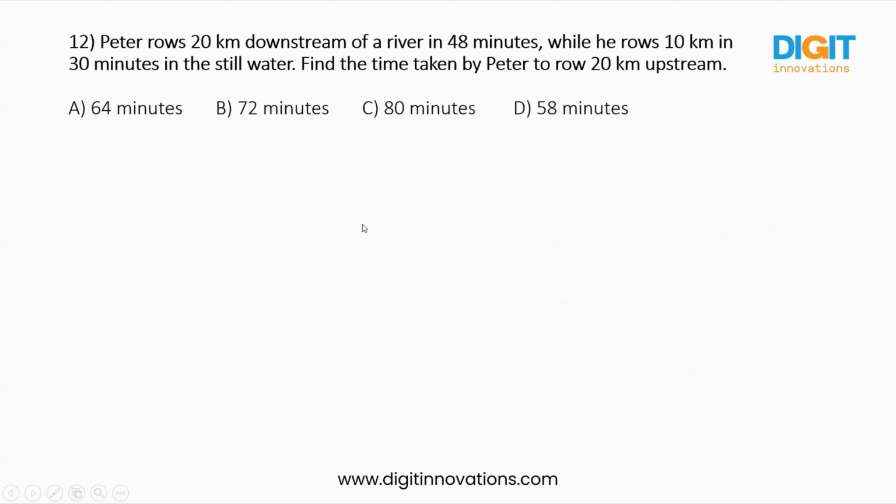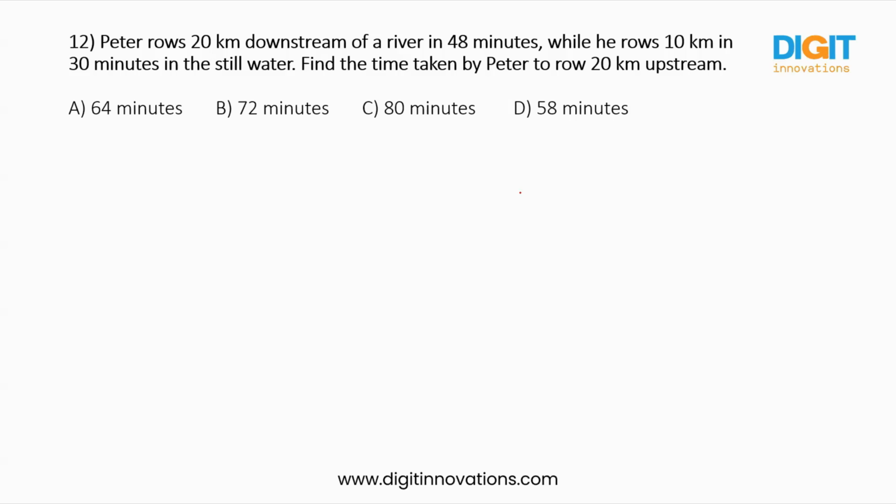So Peter rows 20 kilometers downstream of a river in 48 minutes, while he rows 10 kilometers in 30 minutes in still water. Find the time taken by Peter to row 20 kilometers upstream. So the thing is, Peter is a person, he rows downstream 20 kilometers of a river in 48 minutes, while he rows 10 kilometers in 30 minutes in still water.